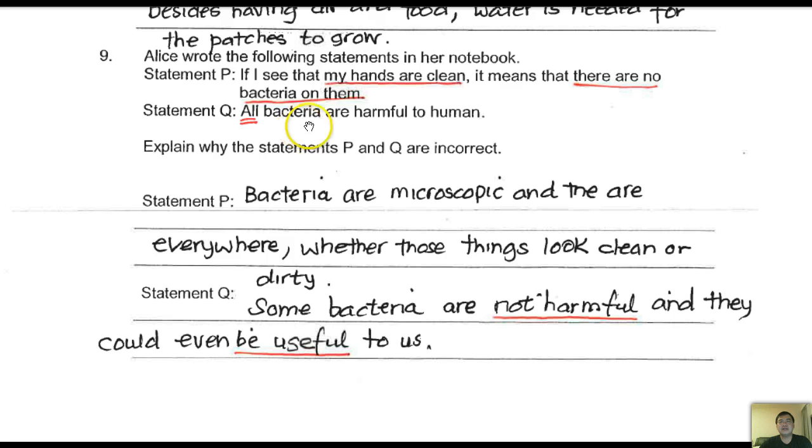Statement Q: all bacteria are harmful to man. We know that this is not true. Let's take a look. Let us answer. When it's incorrect, let us tell why. Bacteria are microscopic and they are everywhere, whether those things or our hands look clean or dirty. They're still there. Now, statement Q, the reason is some bacteria are not harmful. So if you say all bacteria are harmful, this is not true at all. Some are not harmful, and some of them could even be useful to us. That is how we counteract the way this statement is being placed here.